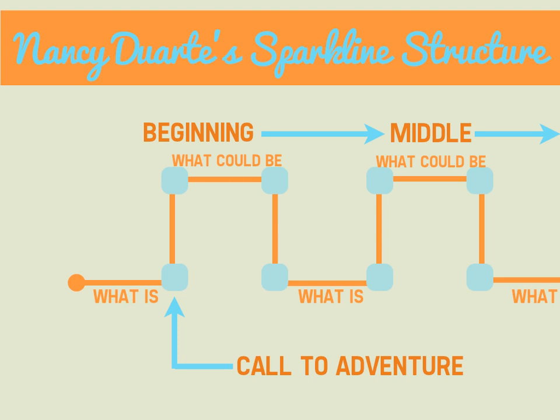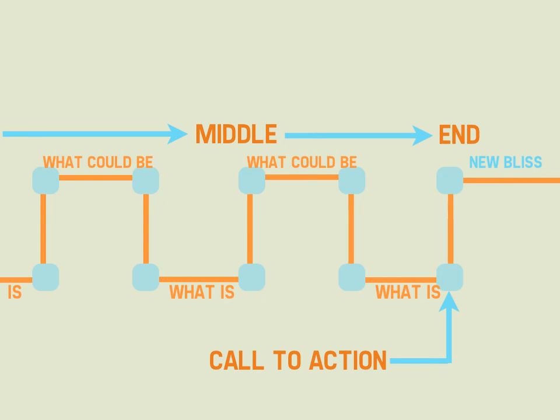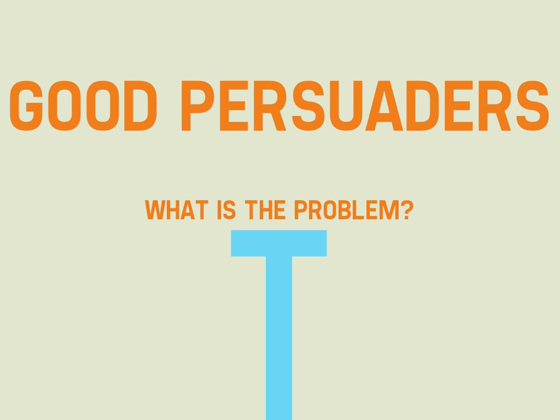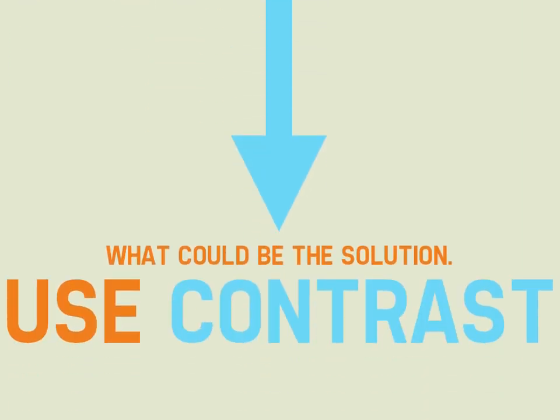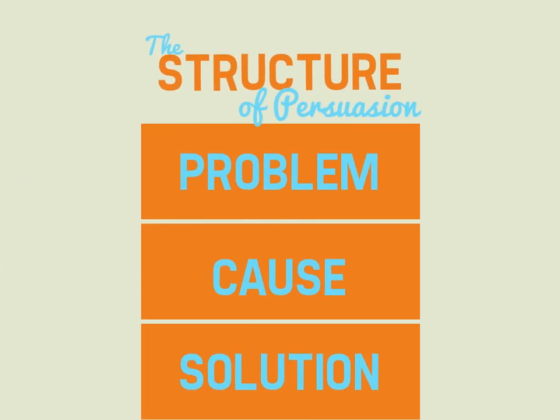The second is the call to action, which separates a persuasive speech from an informative one and occurs between the middle and the end. It helps the audience comprehend the future reward, and navigating back and forth between what is and what could be is the best way to get your audiences to agree with your persuasive presentation. Good persuaders and good presentations use contrast, which involves moving between what the problem is and what could be the solution.